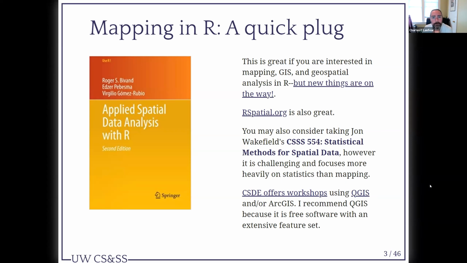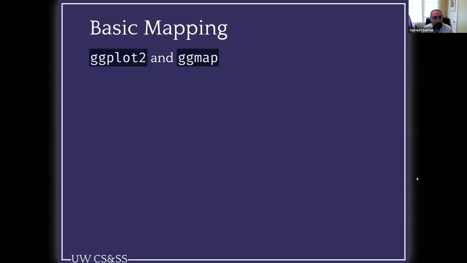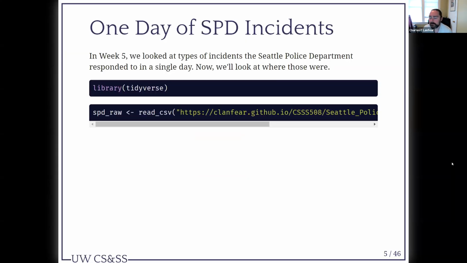Okay, so let's get into basic mapping here. This is just using ggplot and ggmap to do a little bit of mapping. Back in week 5, if you remember, when we were toying around with factors, we used a data set of one day of Seattle Police Department 911 calls, police incidents from one day back in, I don't even know what year it was, 2013 or something like that. We can load those up, and it turns out they have latitude and longitude in them. Well, if we've got latitude and longitude, it's spatial data, and we can do spatial stuff with it.